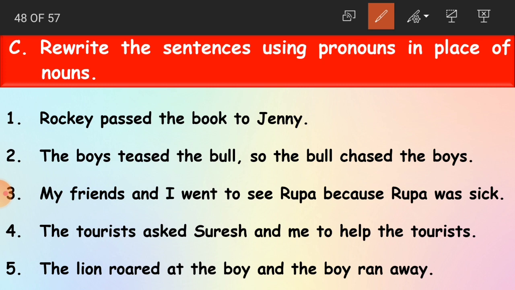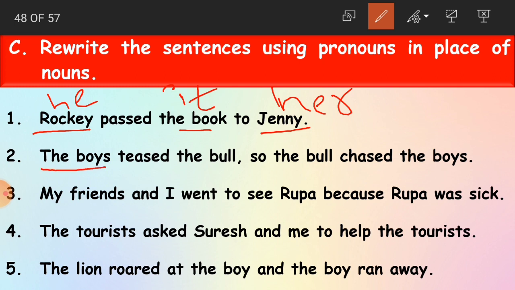Rocky passed the book to Jenny. Now we have to identify what the nouns are here. Nouns are Rocky, book, Jenny. Three nouns we are having. So Rocky passed, he passed the book, it is an object, it, to Jenny, her. See, he passed the book to her. Clear?